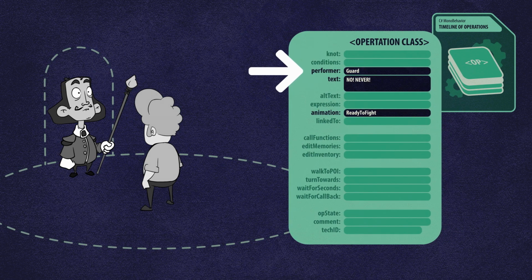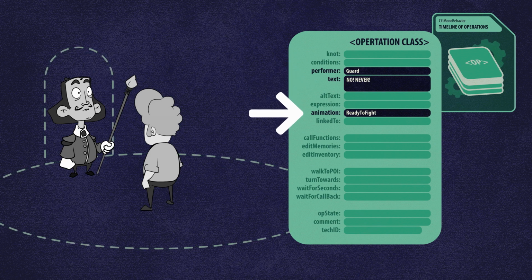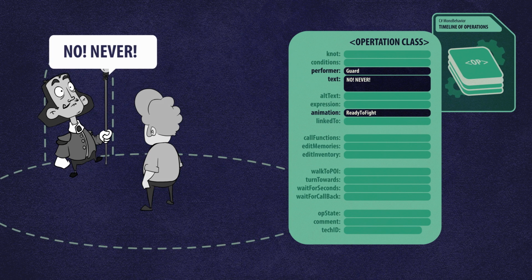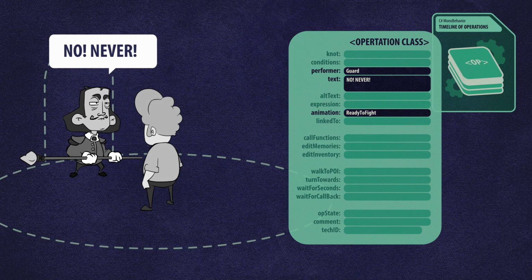Here we have now guard as the performer and the text "No, never", but also an animation. So the script looks for the performer called guard in the scene, triggers a dialogue bubble above his head, and simultaneously plays the animation "Ready to Fight" on his game object.